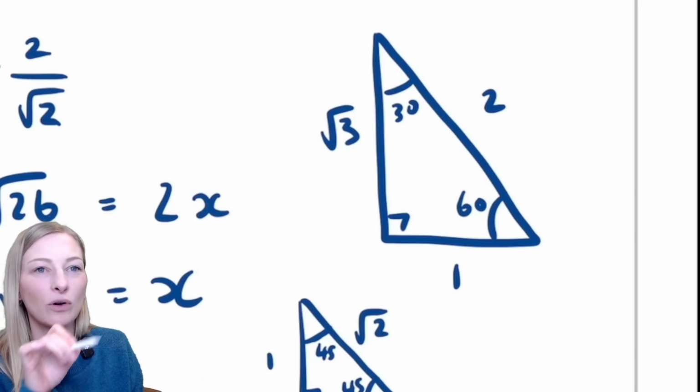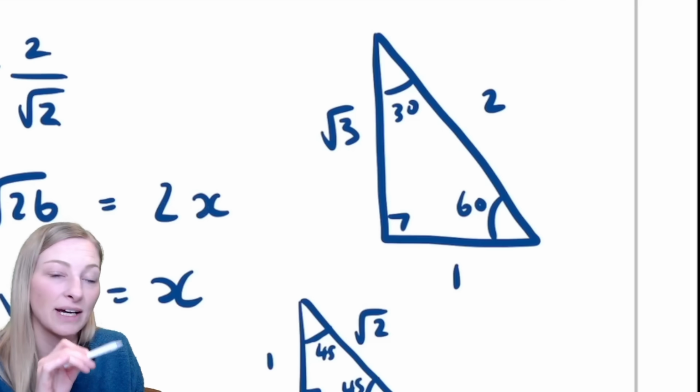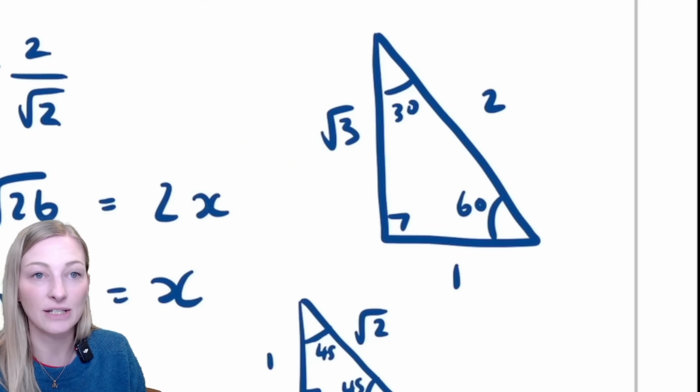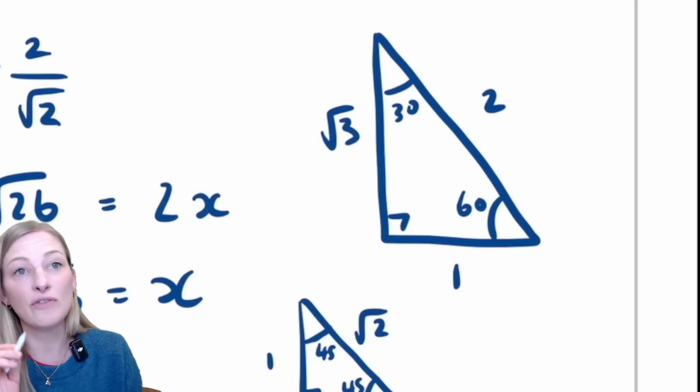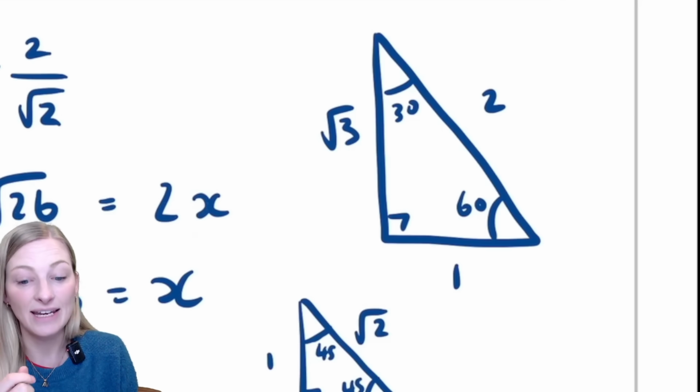1, 2, root 3. 2 is bigger than root 3, so 2 is the hypotenuse. And then down there we've got the isosceles triangle. 1, 1, root 2. 1 squared add 1 squared is 2. Square root of 2 is the hypotenuse there. And that one's isosceles, so 45 and 45. Now, if you can remember those, you can work out sine, cos, tan for any of those values.